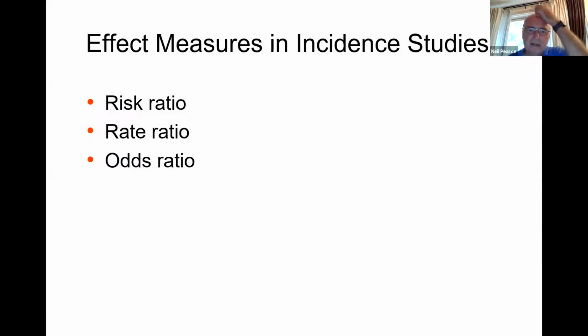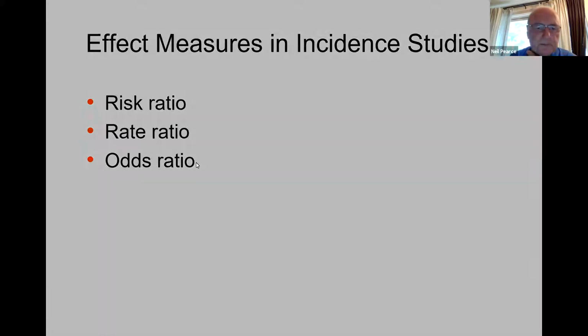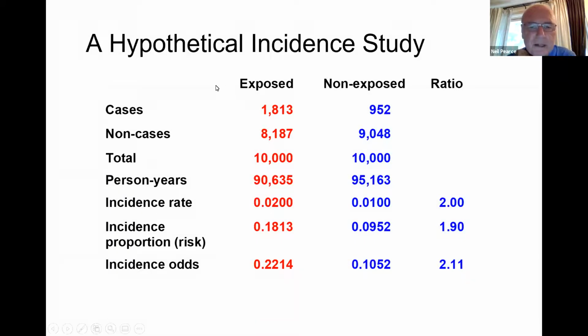Okay, so those are the three main measures we can estimate in a cohort study: the risk ratio, the rate ratio, or the odds ratio. And they all have the same numerator. The number of cases on top is always the same. The risk is cases, 1813, divided by the total number of people you start with. So 1813 over 10,000 is a risk of 0.1813. The rate is the cases divided by the person years, and that gives you an incidence rate of 0.02. And the odds is the cases divided by those who never get the disease, 1813 over 8187, which is 0.22.